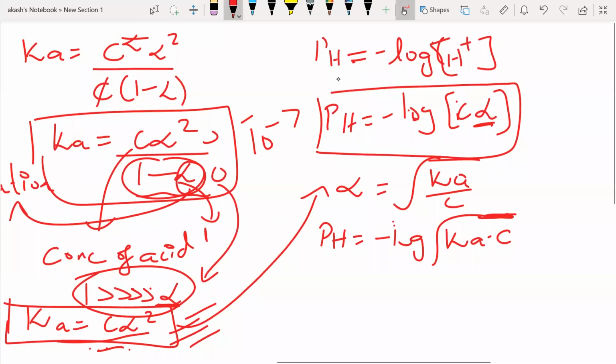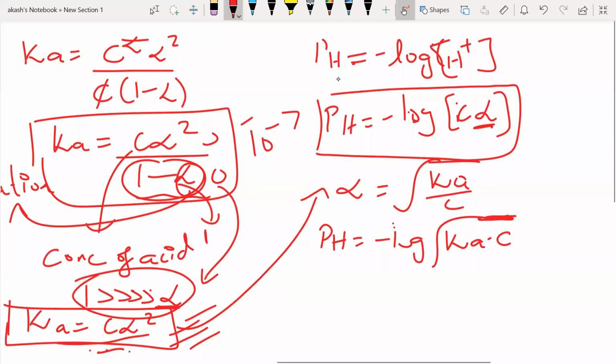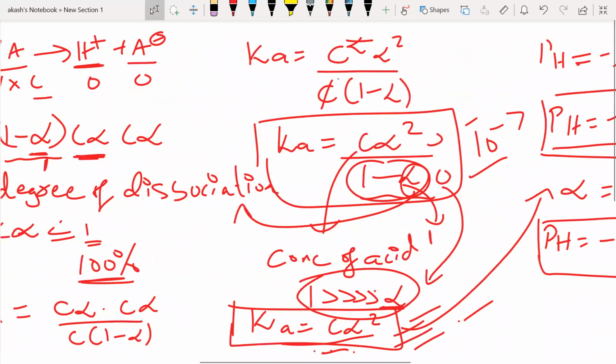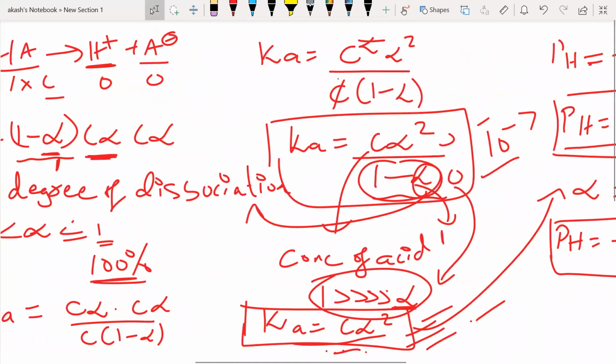So you can remember either one of them, and you can derive the other, because you know Ka is equal to C alpha squared. Depending on what is given to you, whether Ka and concentration, or concentration and alpha, you can use either formula to find the pH. Because you know this pH formula, and this you can easily write if you just look at the equilibrium table. In the equilibrium table, this is the concentration of H plus.